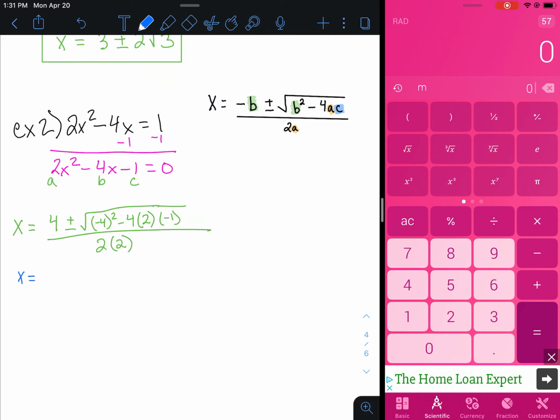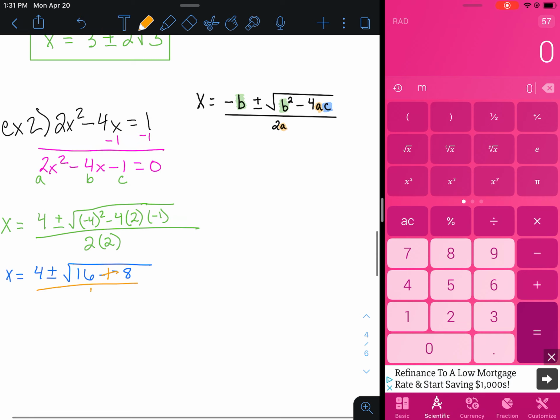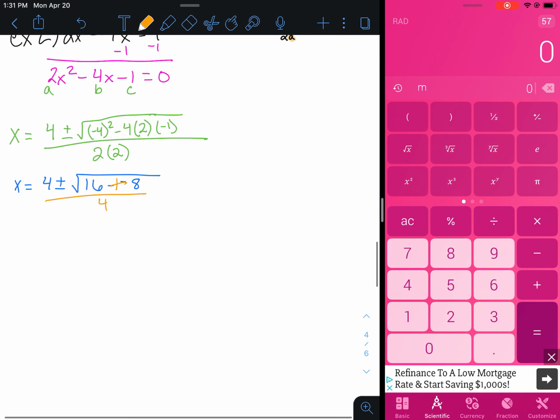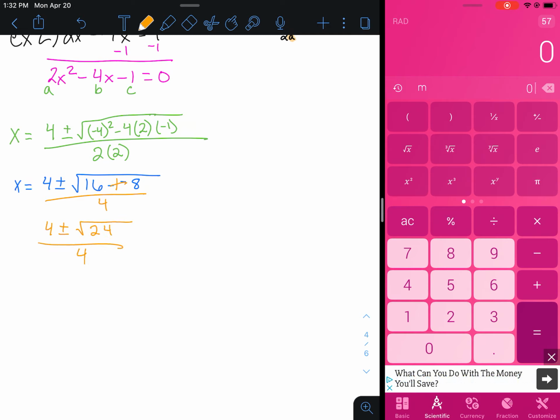Okay, now, next step, simplifying. 4 plus or minus the square root of negative 4 squared is 16, and 4 times 2 is 8, times negative 1 is negative 8. Again, remembering our rules, adding, all over 4. Okay, so we get 4 plus or minus the square root of 24 all over 4.